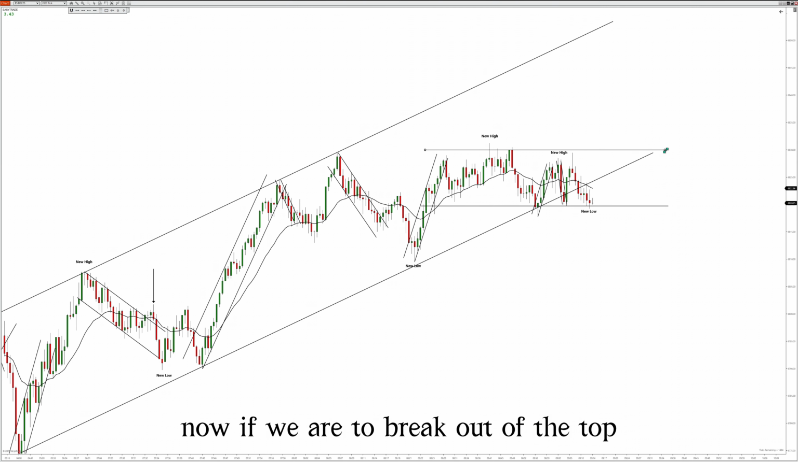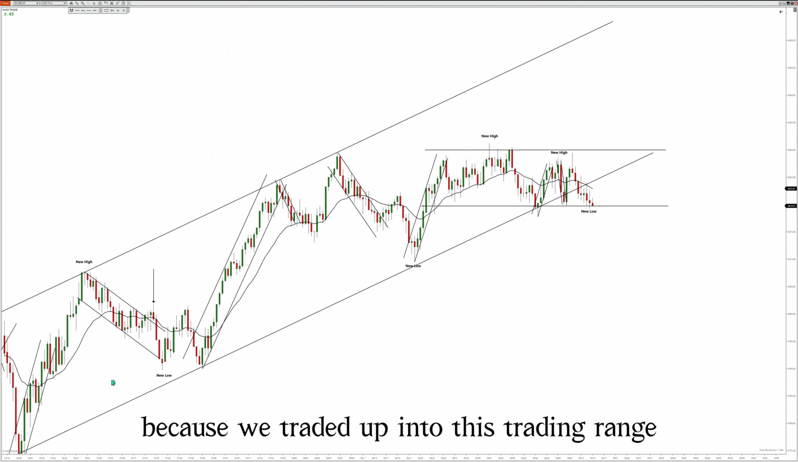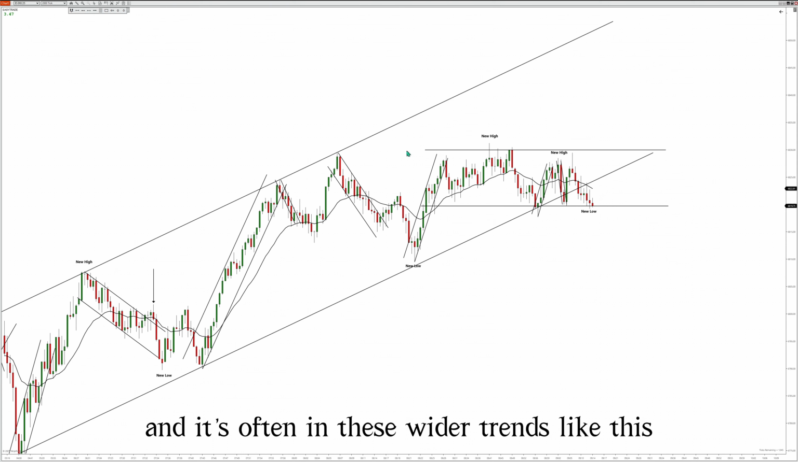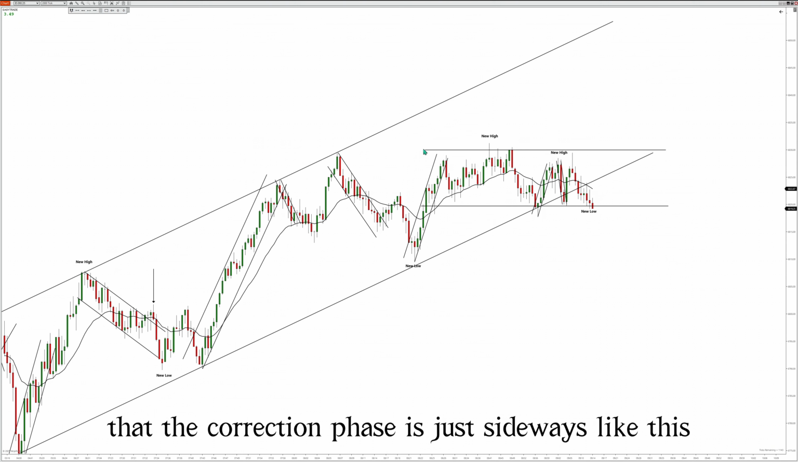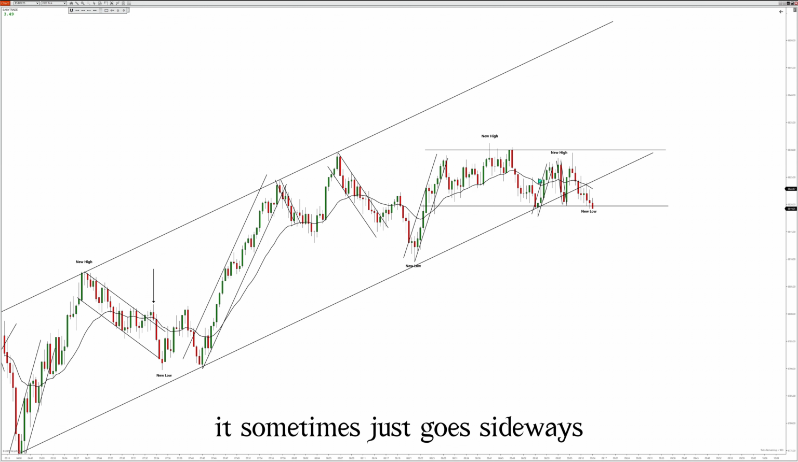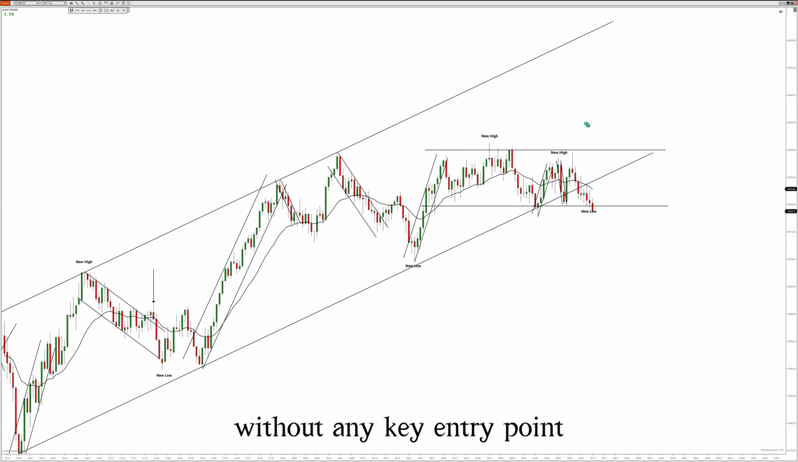So we'll see what happens if we do break out of this trading range, what side it'll break out of. Now, if we are to break out of the top, there's a good chance that we continue higher because we traded up into this trading range. And it's often in these wider trends like this that the correction phase is just sideways. It's not a clear pullback like this one, right? It sometimes just goes sideways and then continues its push phase up. So you never want to fade a breakout without any key entry point.